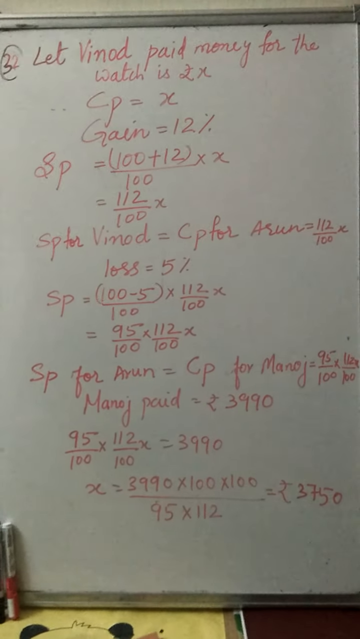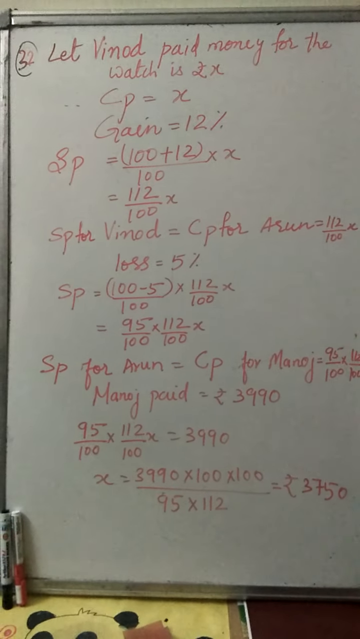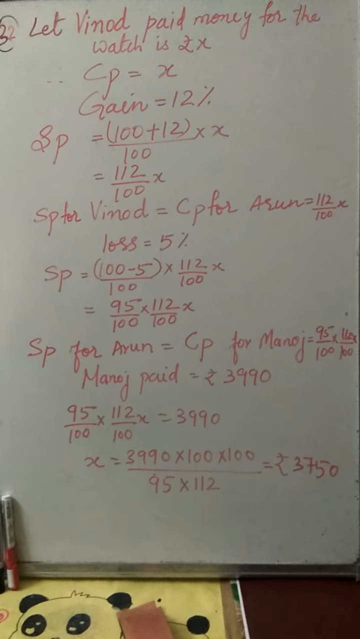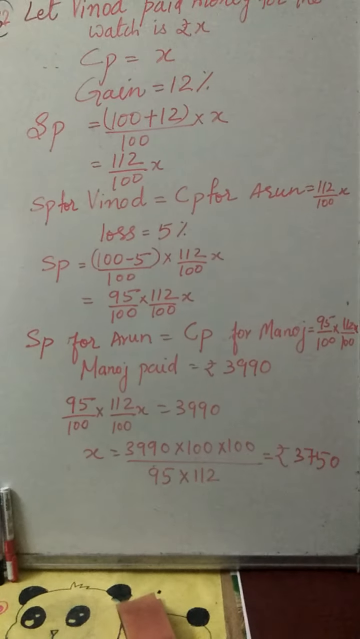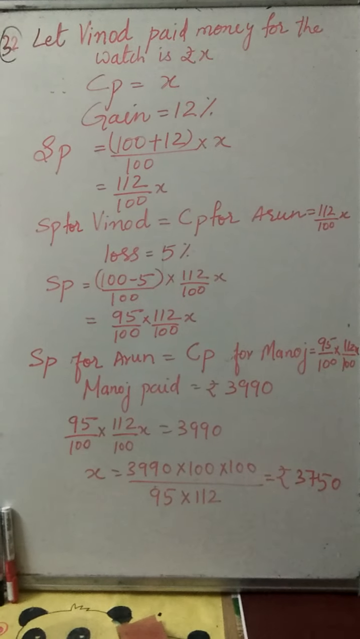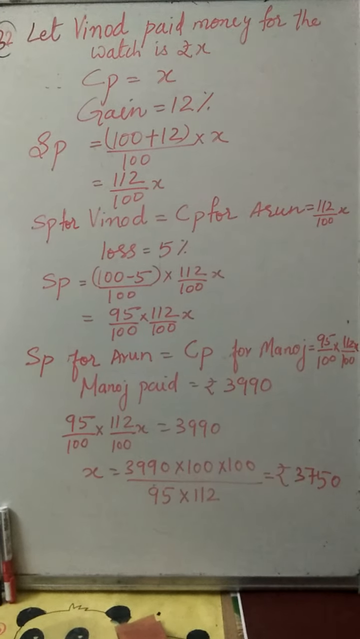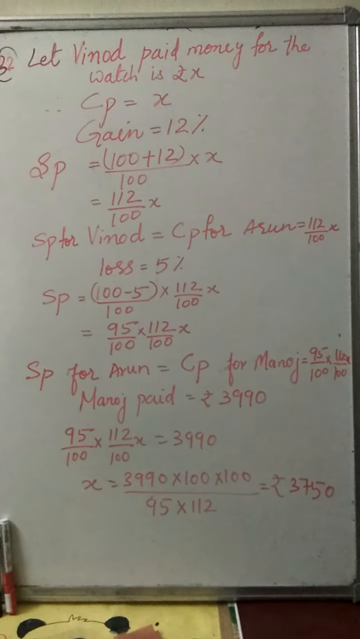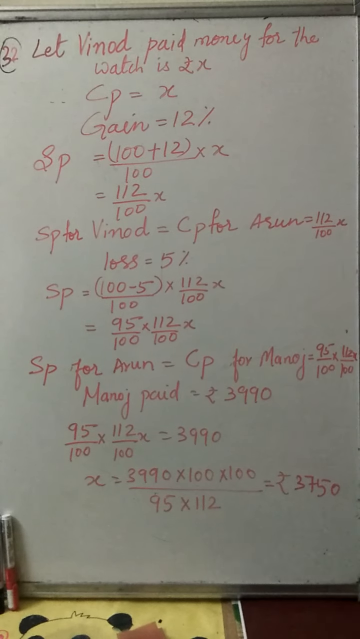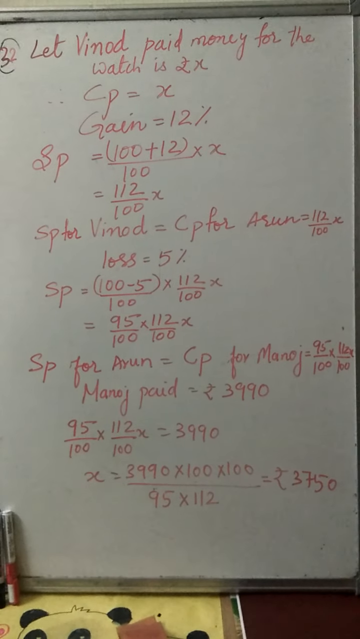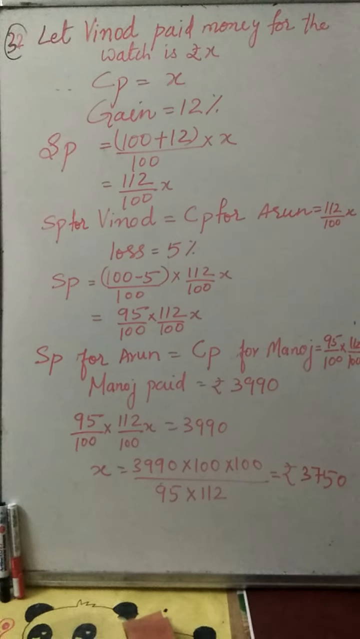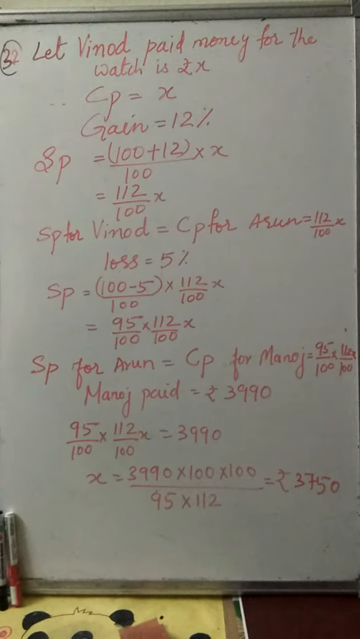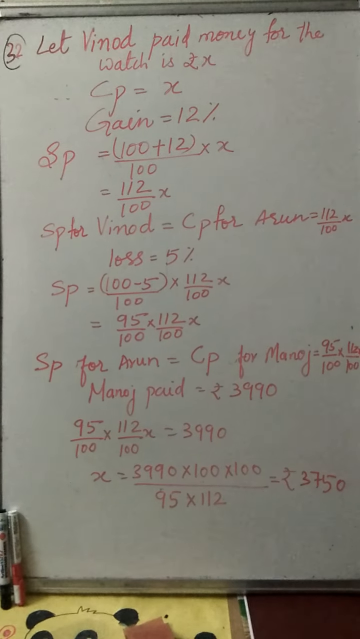This is the question. Now in this question, first you have to understand that if there is a chain of purchasing and selling, then the cost price of one will become the selling price of the other, and vice versa. Means the CP of one will become the SP for the other. So let us try to understand. There are three persons in the transaction.